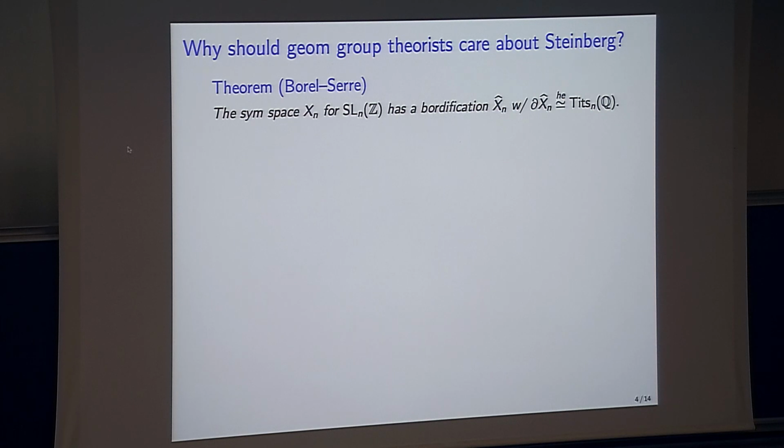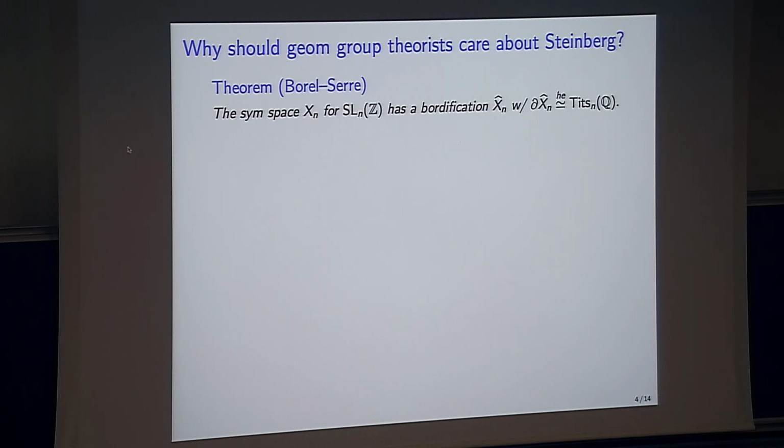Well, the place this shows up in geometry is due to a basic theorem of Borel and Serre. What does it say? So I'm going to state it right here. There are some undefined words in this. So the symmetric space Xn for SLnZ. SLnZ is the basic example of an arithmetic group. These are lattices inside semi-simple Lie groups, in this case SLnR, and they have a natural space they act on called a symmetric space. I'll give you an example in a second.